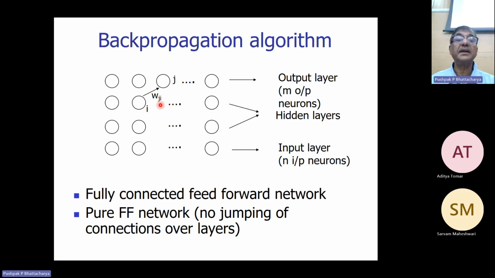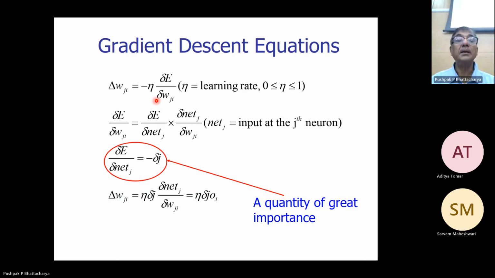So we have this weight here, WJI. J is the destination neuron, I is the source neuron. We are interested in finding out the change in weight for this. So the derivation goes as follows. By definition, delta WJI is minus learning rate into delta E by delta WJI. Eta is called the learning rate. It is between 0 and 1. Now, E does not depend on WJI directly, so we'll have to apply the chain rule of derivative. So delta E by delta WJI is delta E by delta net J into delta net J by delta WJI.